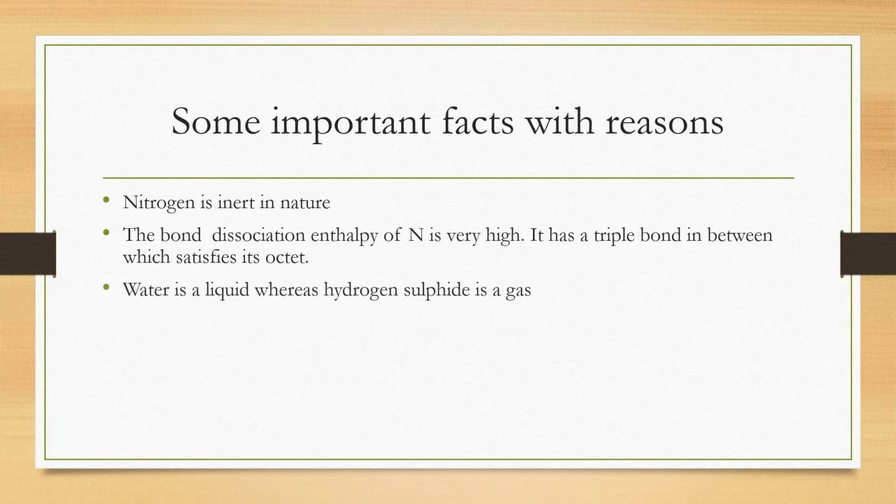Next is the case with water. Water is a liquid, whereas hydrogen sulfide is a gas. What happens in the case of water? Water is made up of hydrogen and oxygen, and you find that both hydrogen and oxygen are small size atoms. So, when they are connected together, you find a weak intermolecular force of attraction occurs between them, and that is known as intermolecular hydrogen bonding.